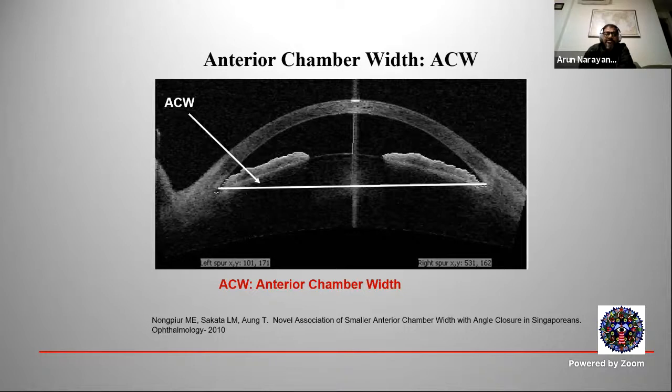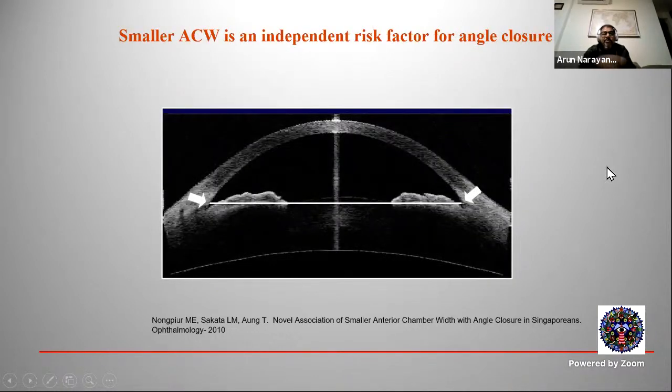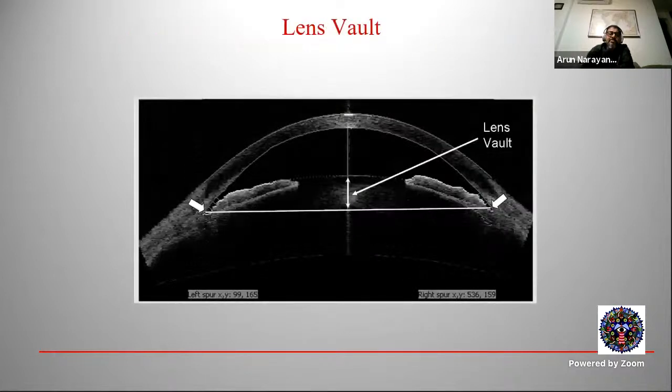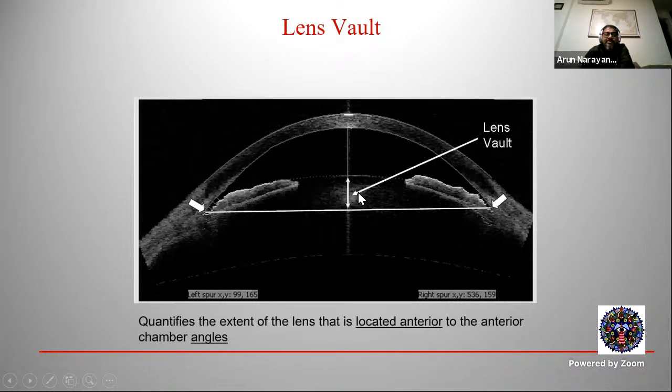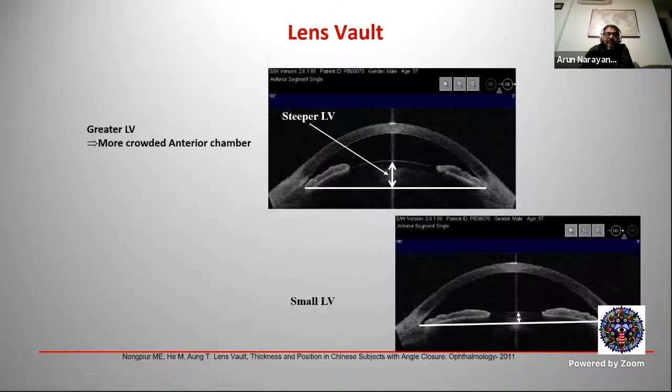Other measurements such as anterior chamber width, which is essentially the width from scleral spur to the scleral spur. A small anterior chamber width has been noted to be associated with eyes with angle closure. And a further parameter was the lens vault, which is essentially the extent of the lens that is located anterior to the AC width line. And this again has been associated with angle closure. Eyes with angle closure have been noted to have a steeper lens vault compared to eyes with open angles, wherein the lens vault is smaller.